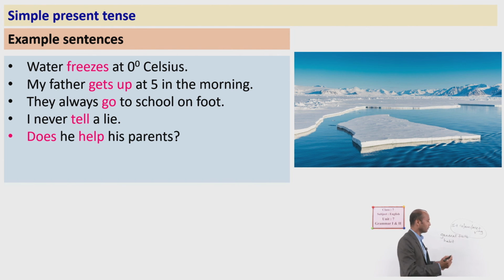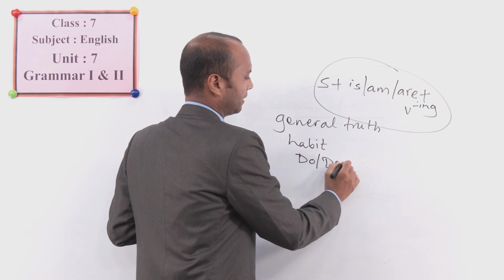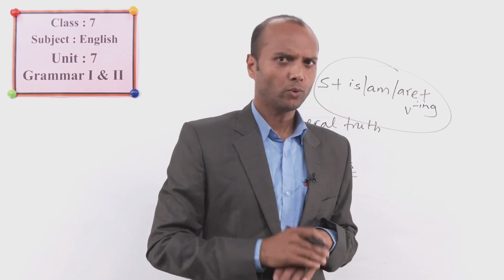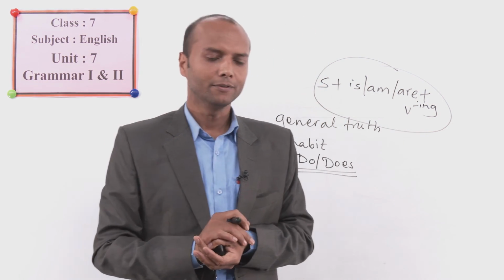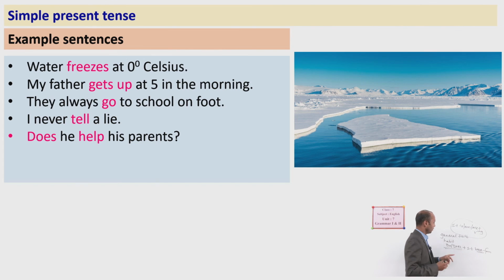So when you make questions using simple present tense, you have to use do or does at the beginning, okay, to ask a yes/no question. What's a yes/no question? Very good. But the verb should be base form. Okay. Now look, the question is there. It starts with: Does he help his parents?